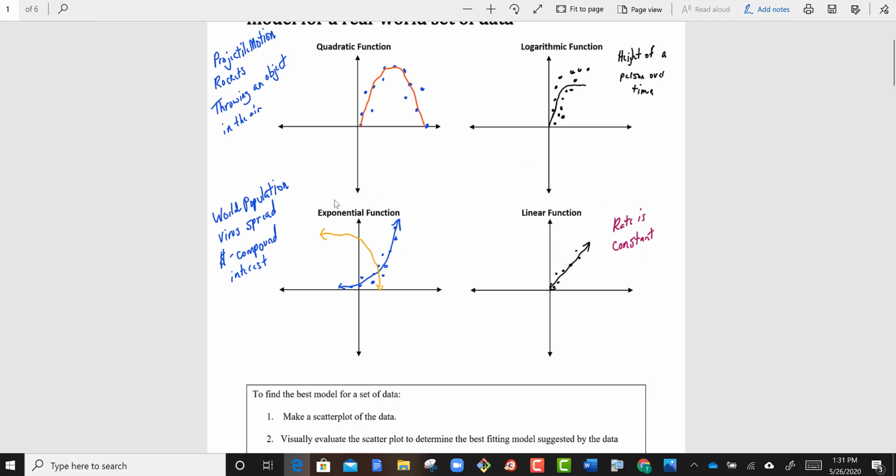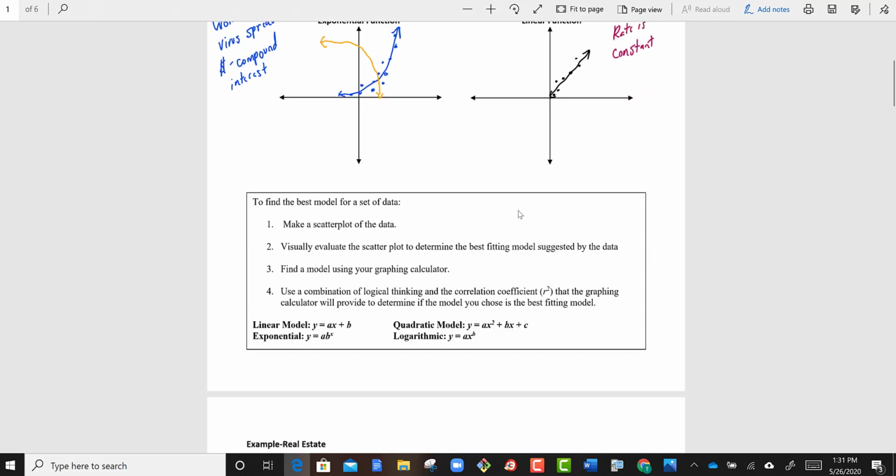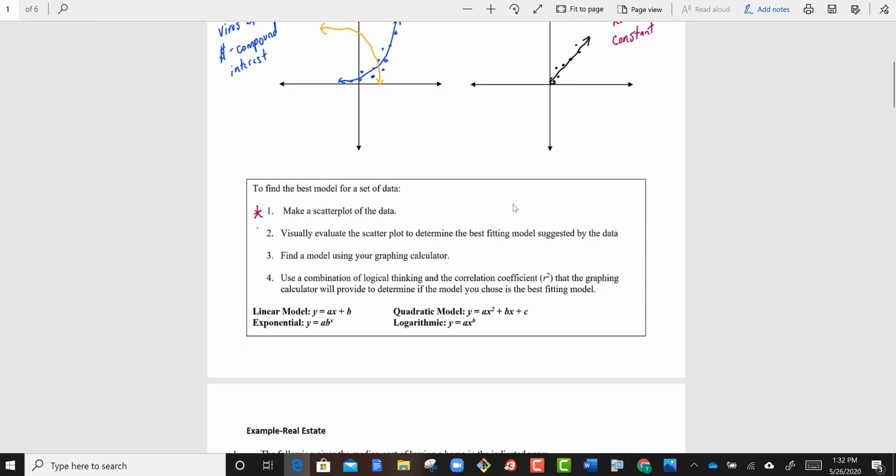So there's a lot of steps in the calculator we're going to go through with these problems. You'll see in a second. But basically, these problems boil down to four steps. First, you make a scatter plot of the data, kind of like we did up there, except we were just making up the data points. Step two is going to be your first mathematical step. You're going to visually evaluate the scatter plot to determine the best fitting model suggested by the data. This step can sometimes be difficult because sometimes it looks like multiple models may work for a data set. So when you're initially doing this, you want to use logical thinking about what the problem is talking about.